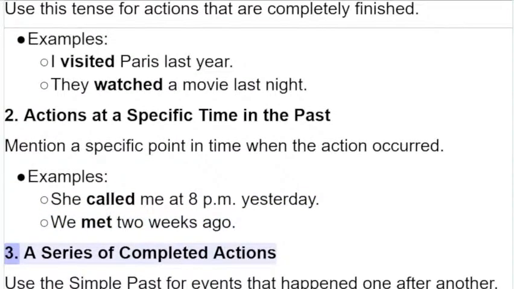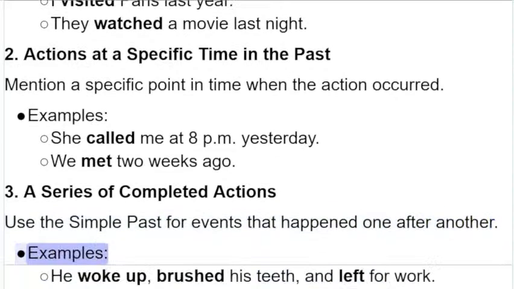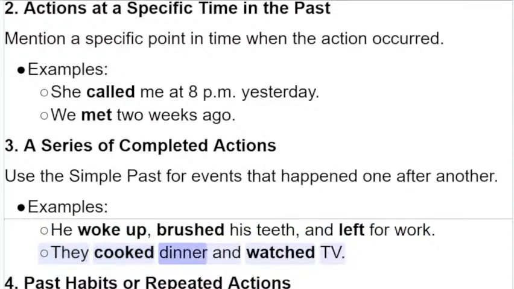3. A series of completed actions. Use the simple past for events that happened one after another. Examples: He woke up, brushed his teeth, and left for work. They cooked dinner and watched TV.